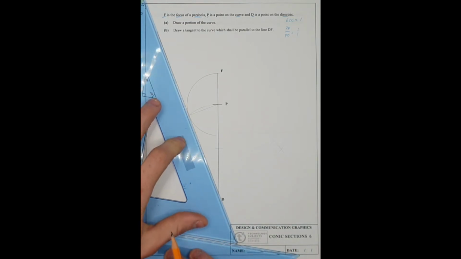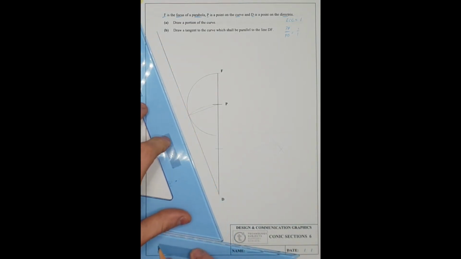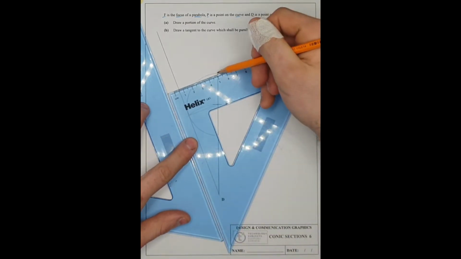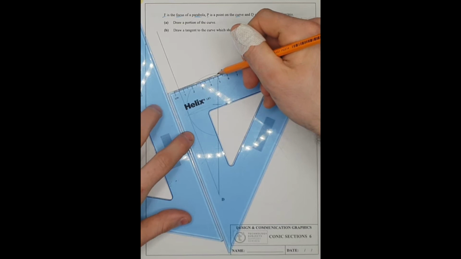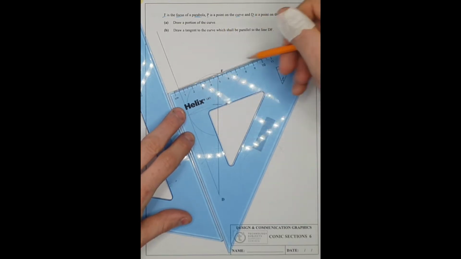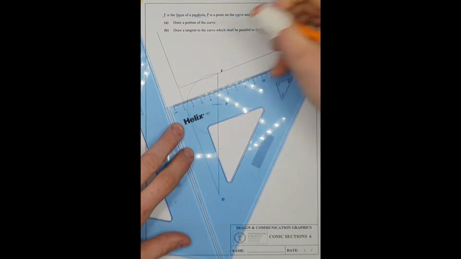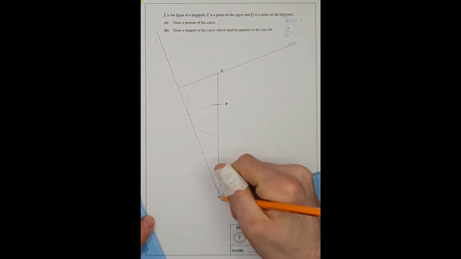Everything's falling. If I have the angle of my directrix, I can run off 90 degrees through my focus and I get my axis right there at 90 degrees. So there's D1. What did we ask you? Next we're asked to draw a portion of the curve.